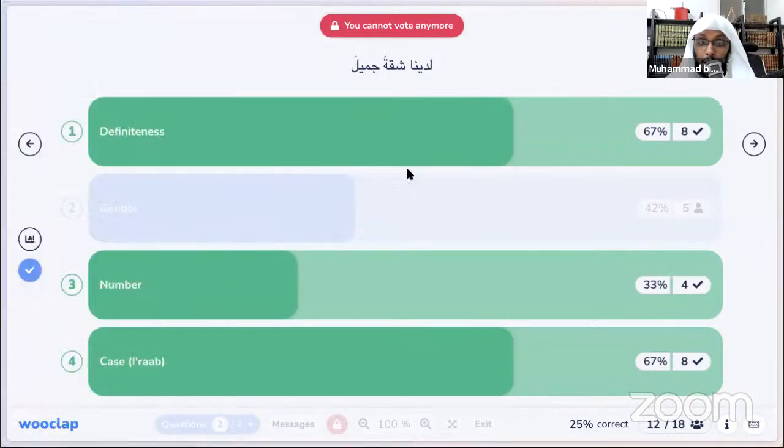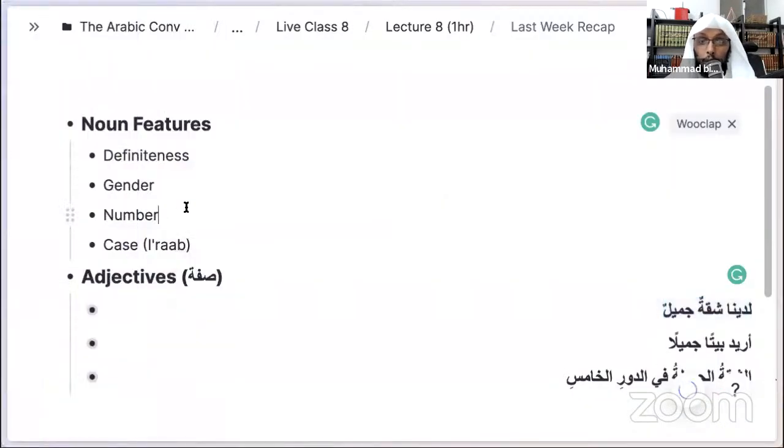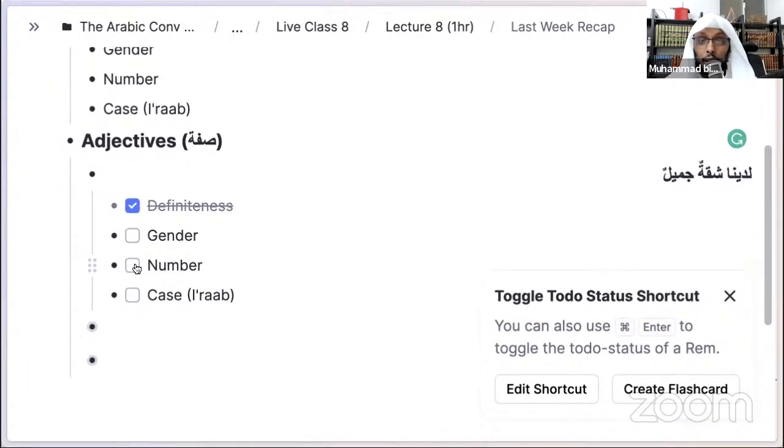So there's a mistake here, barakallahu feekum. So if we check this out, we find that definiteness, tick. Number, tick. Case, tick. Gender, no. Wrong. It should be لدينا شقة جميلة. جميلة then would be feminine and شقة is feminine. That would be correct.